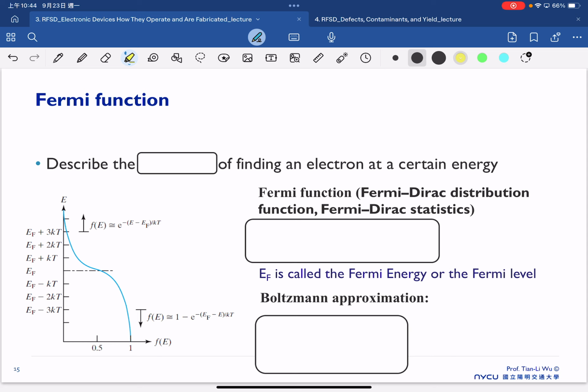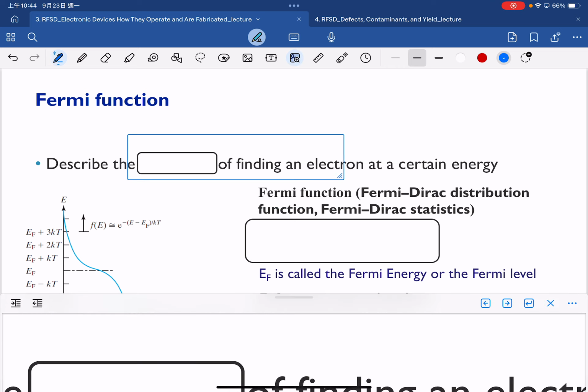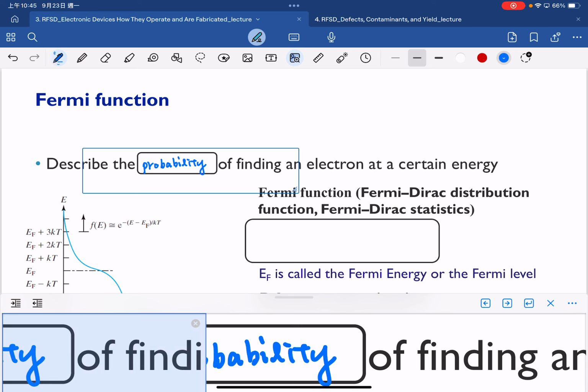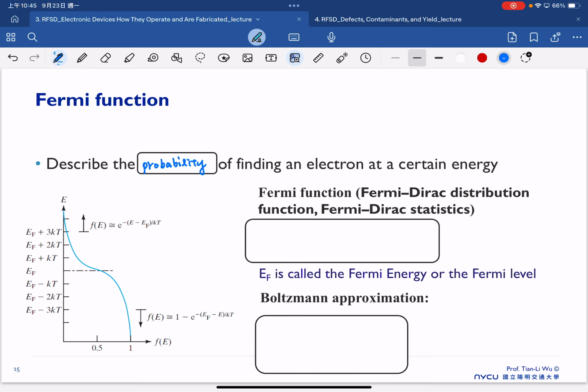electrons. As we already said, we can only determine the electron in the way of a probability. So now we have to describe the probability of finding one electron at one energy state here. So we have to apply the equation we call the Fermi function.